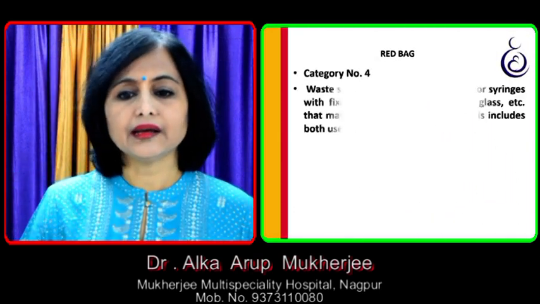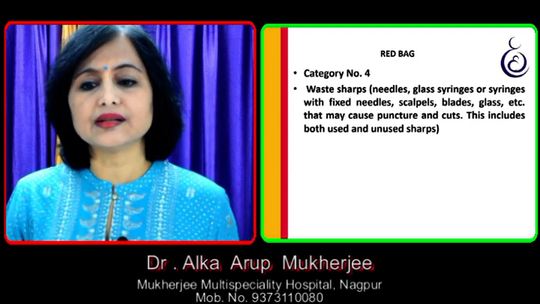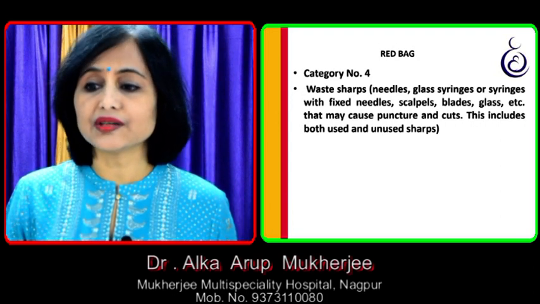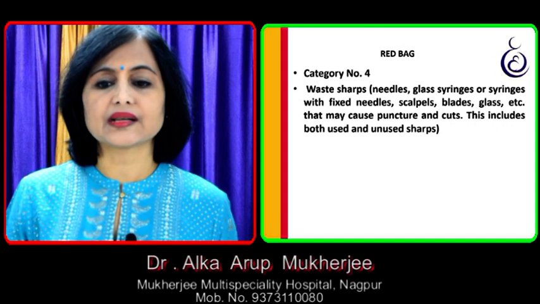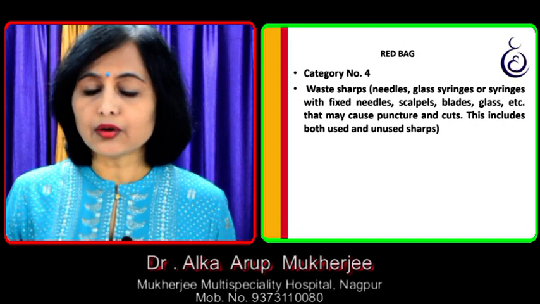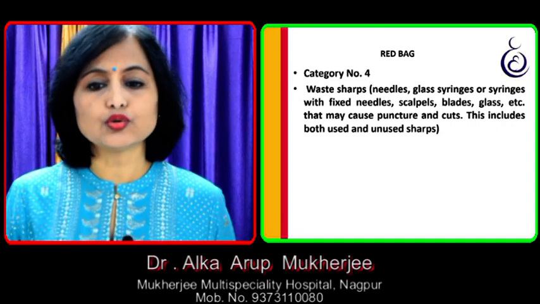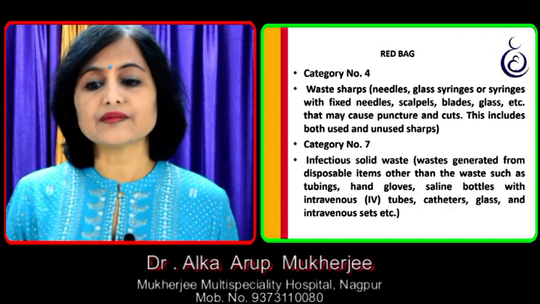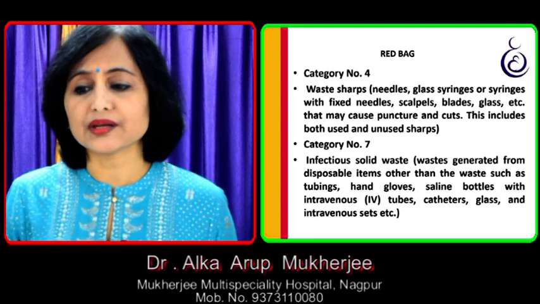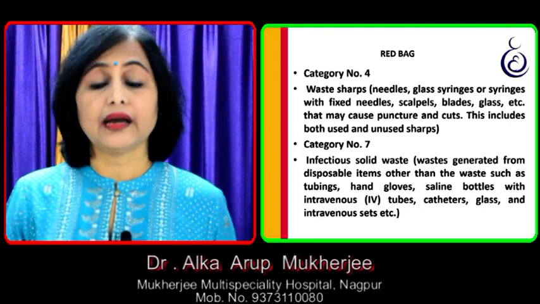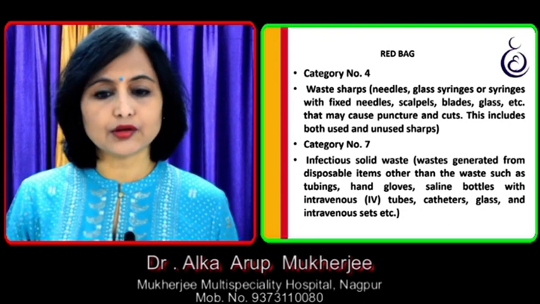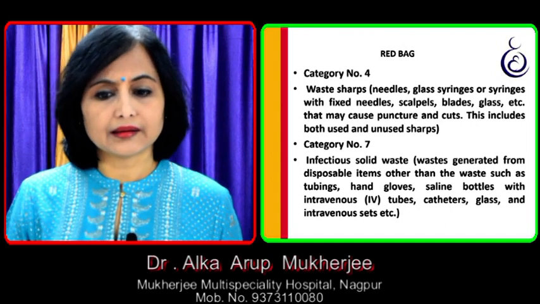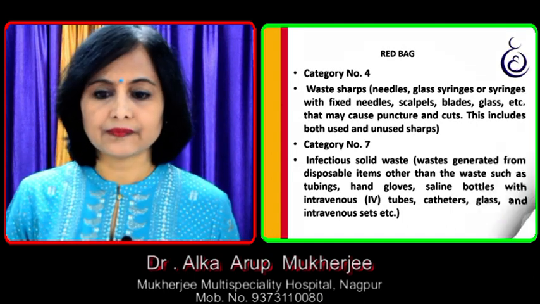In the red bag, category number 4, waste sharps: needles, glass syringes and syringes with fixed needles, scalpels, blades, glass, etc. that may cause puncture and cuts. This includes both used and unused sharps. And category number 7, infectious solid waste, waste generated from disposable items other than the waste such as tubing, hand gloves, saline bottles with IV tubes, catheters, glass and intravenous sheets.